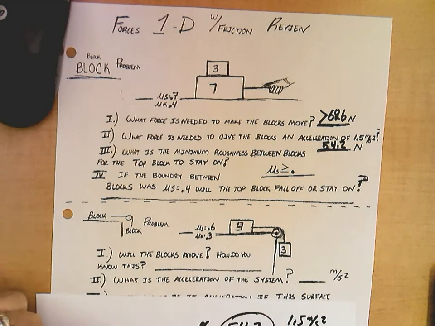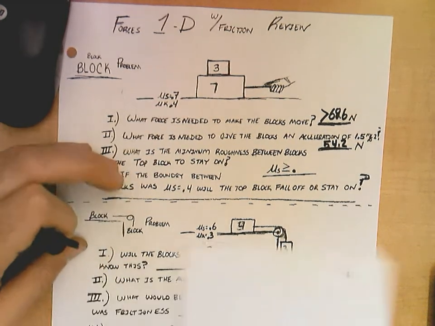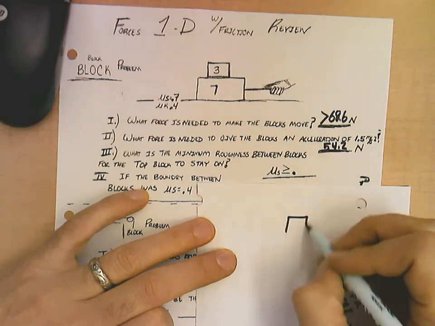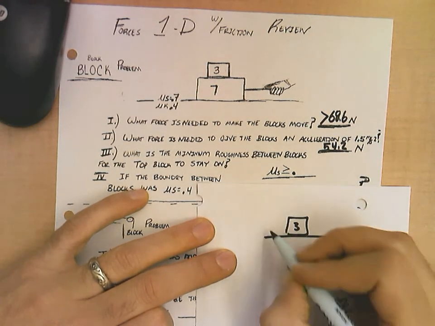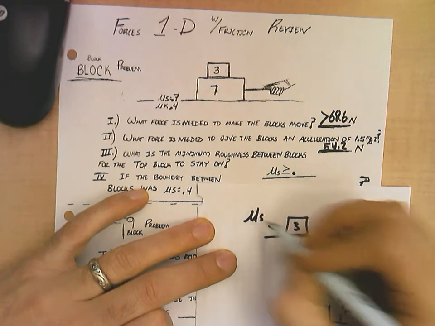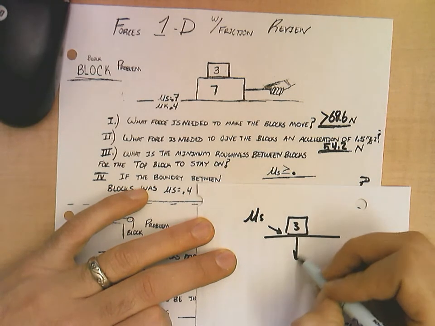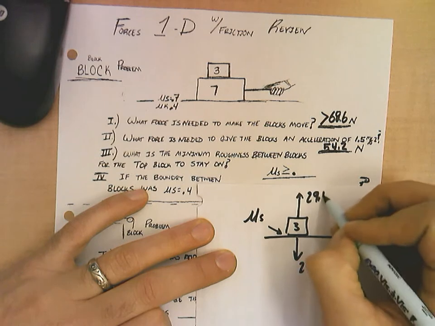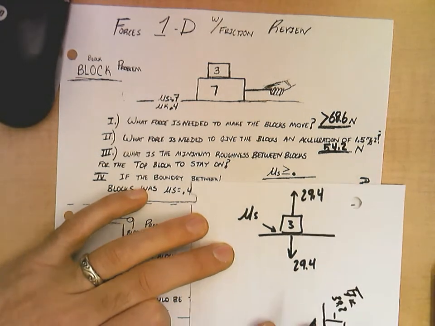Next, the minimum roughness between blocks for the top block to stay on. So now we want to focus just on the top block. So we got a 3. We'd like to know what mu s needs to be in order for it to stay on. So 29.4 would be here, 29.4 would be here, and then it's accelerating at 1.5.